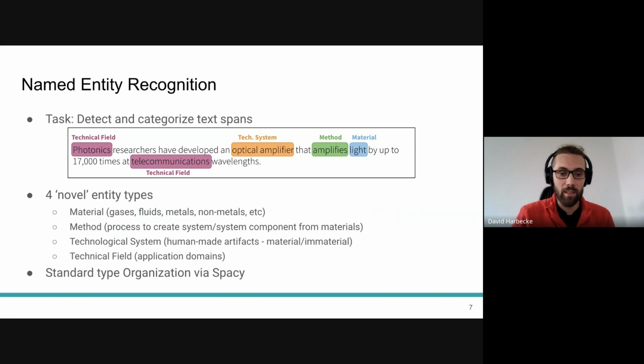If you look at the sample sentence from a document, you see all 4 entity types present. Photonics and telecommunications are technical fields. An optical amplifier is a technological system. Amplifies is a method, and light is a material. In addition to those 4 entity types that we want our named entity recognizer to detect, we currently use spaCy to detect organizations, because later on we also want to identify which organizations work on or are related to which entities that are mentioned in the text.